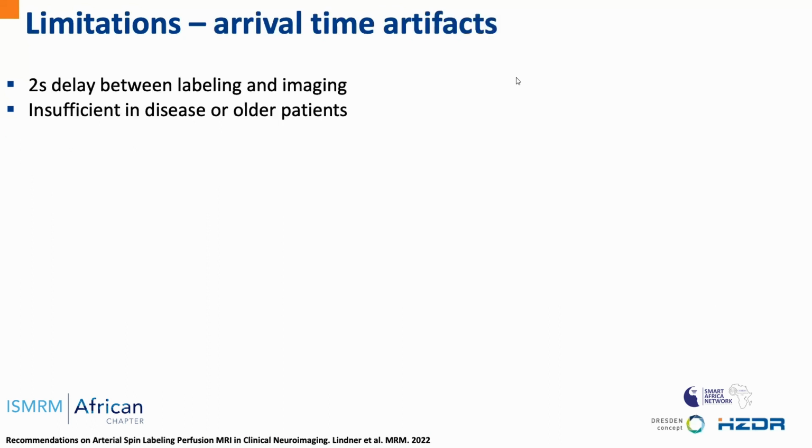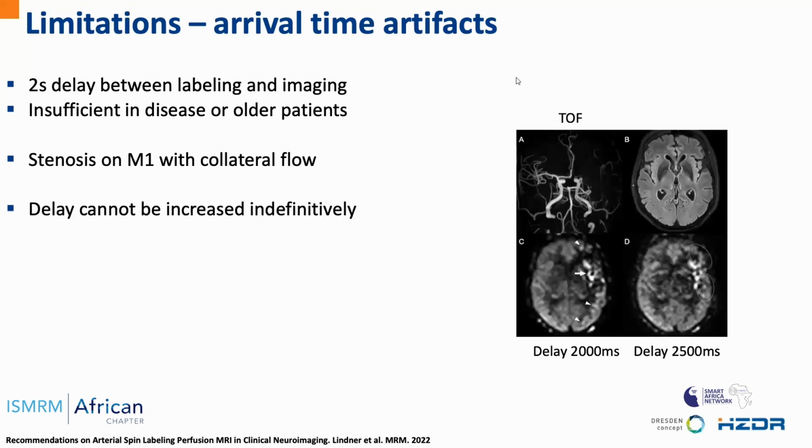The second major limitation of ASL are arrival time artifacts. So we usually wait around 2 seconds between the labeling and imaging, which is sufficient only in healthy and young people. In older patients with disease, this is very often insufficient, which leads to decreased signal and artifacts.